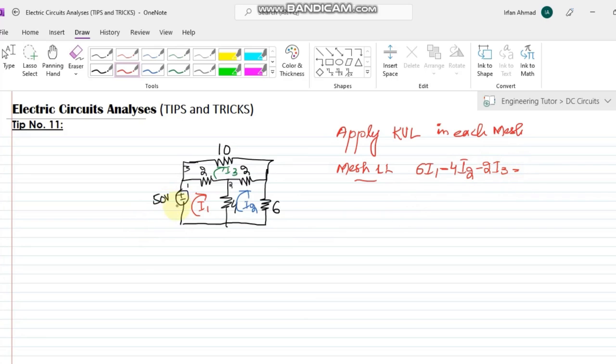And here, as I have the voltage source as well, so plus 50 volts, because it is entering through minus and leaving through positive, so that is the voltage rise, and it will be at the other end.